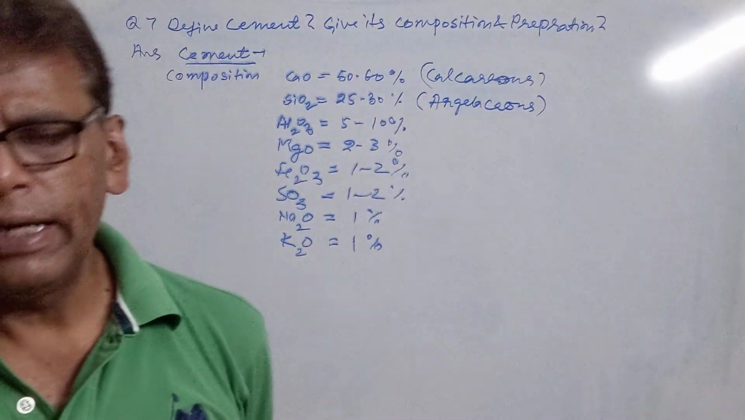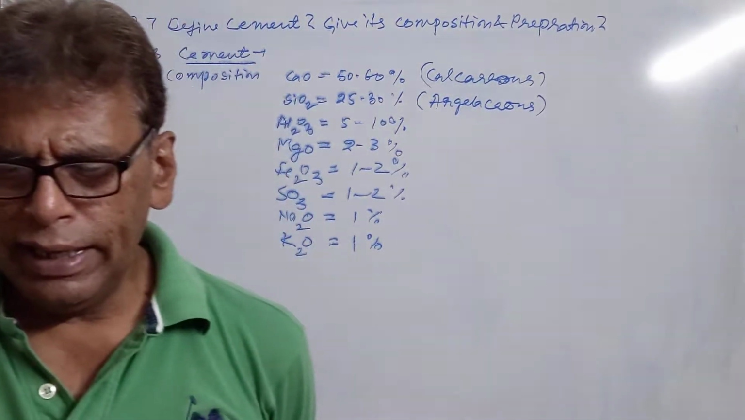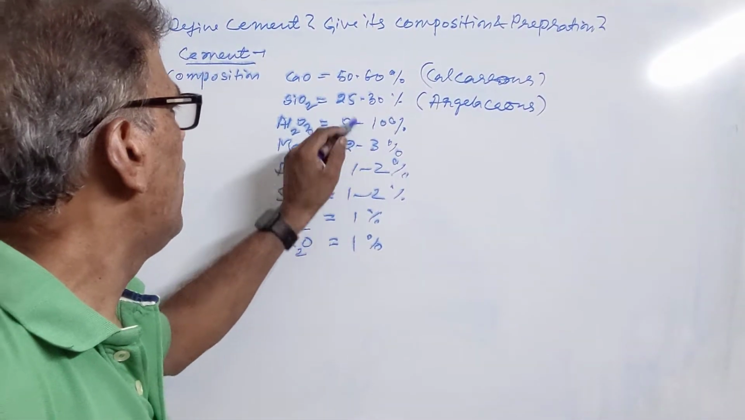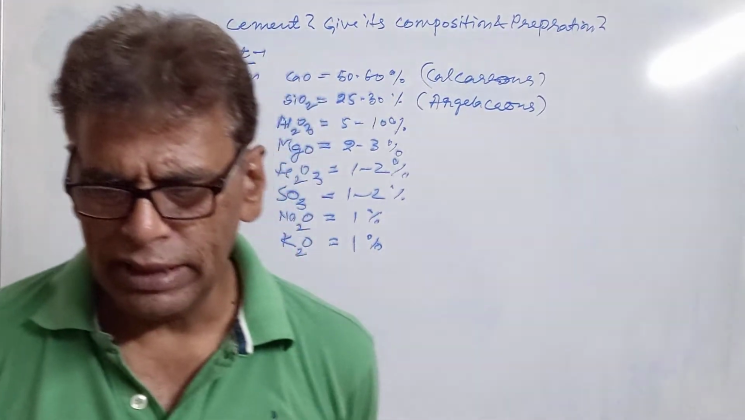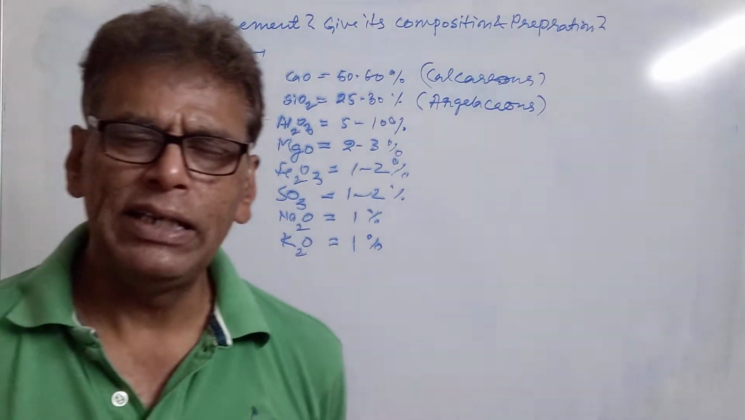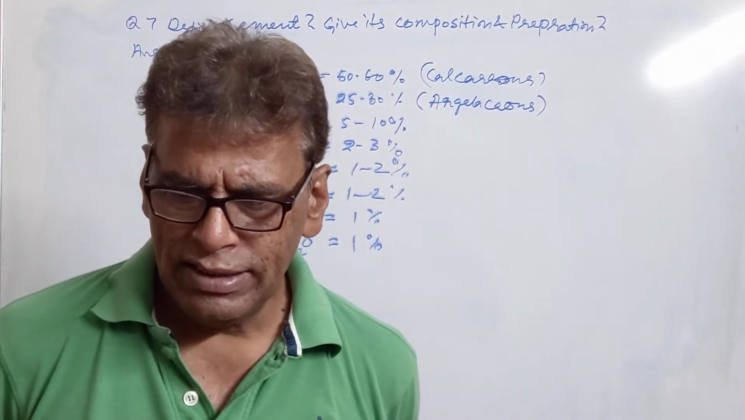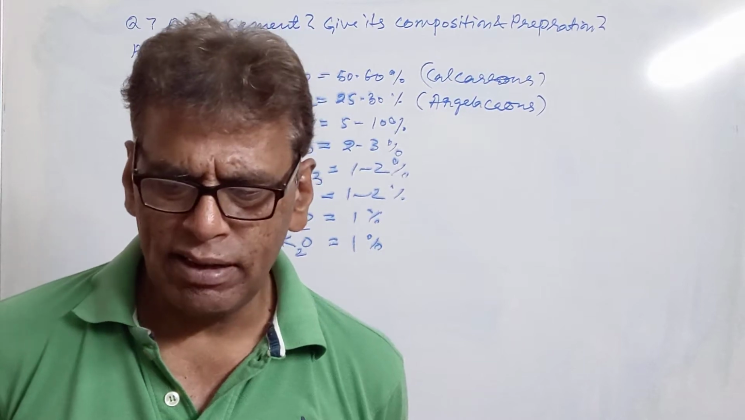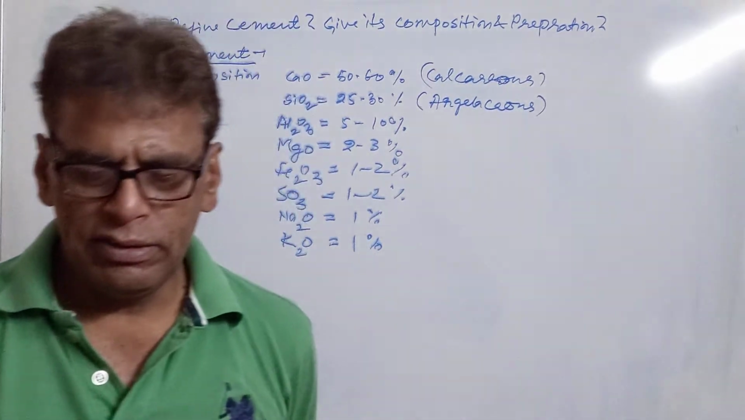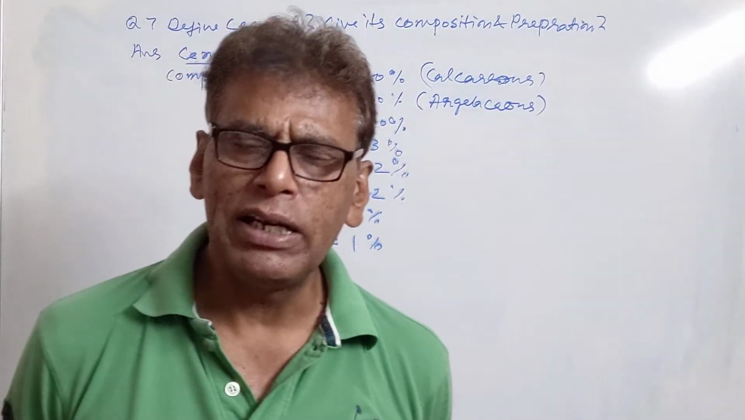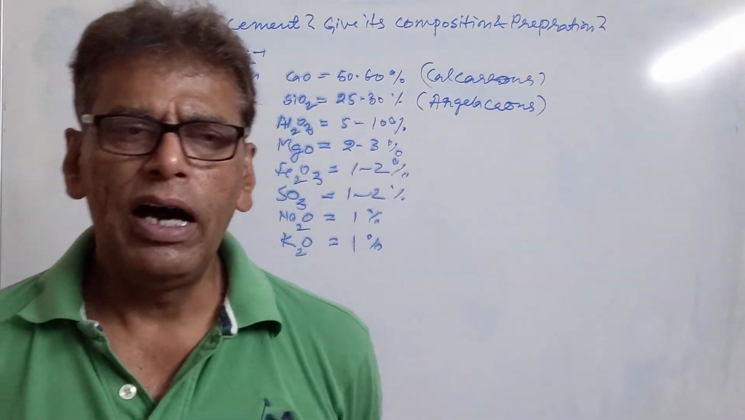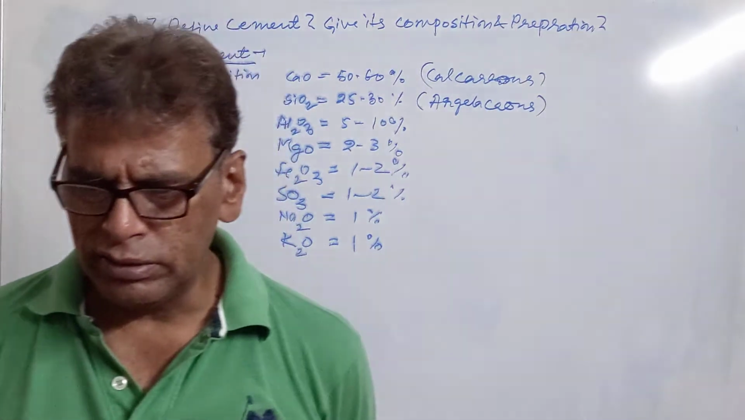The raw materials, limestone and clay, are mixed in the ratio of 3:1 by mass, which means 3 parts limestone and 1 part clay. They are then made into a paste or slurry with water. This slurry is introduced from the top of the cement kiln, and from the lower side of the kiln hot gases are passed, which heat the kiln up to about 1800 Kelvin.